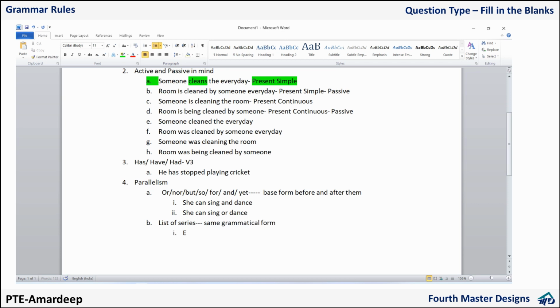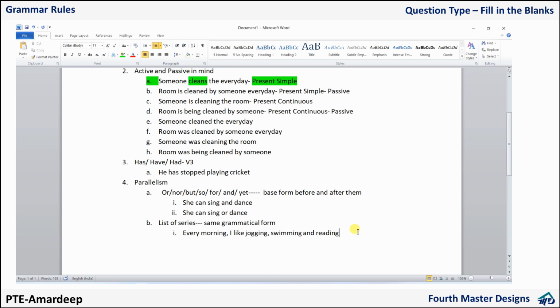Example, every morning I like doing, let's say, jogging, swimming, and reading. Now you cannot say every morning I like jogging, swimming, and read. It will be incorrect. It has to be your -ing.